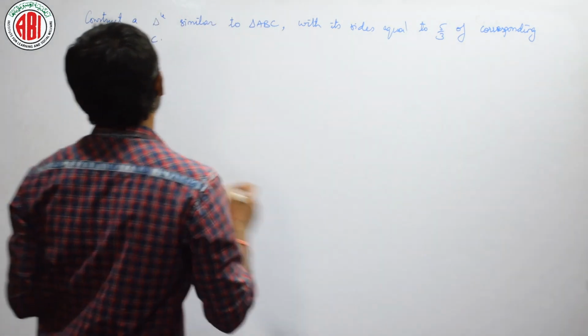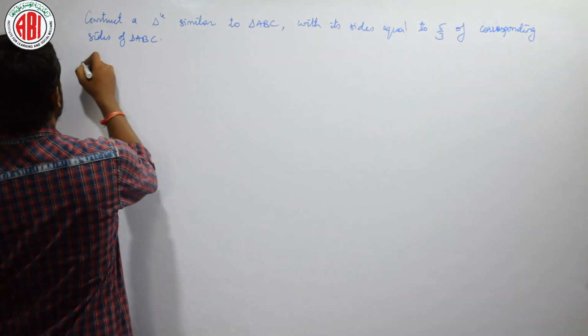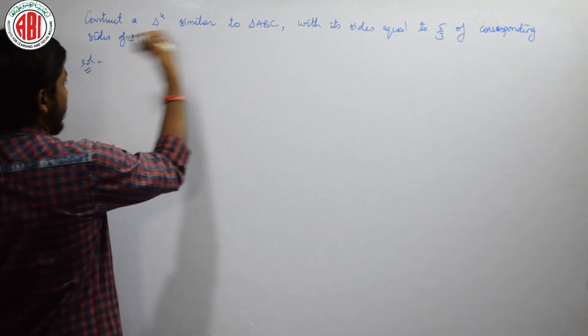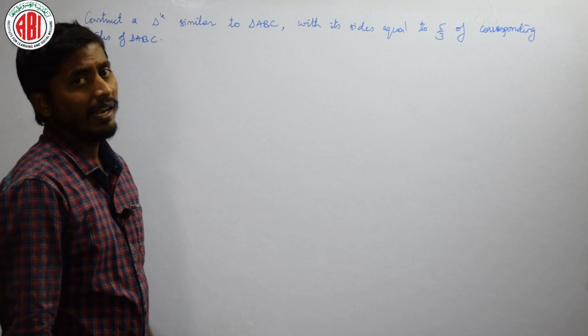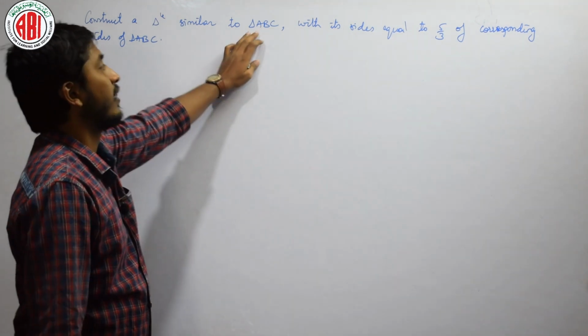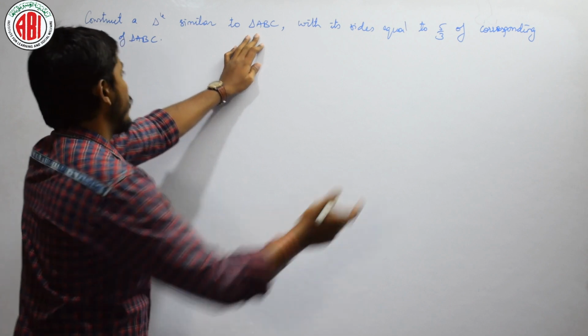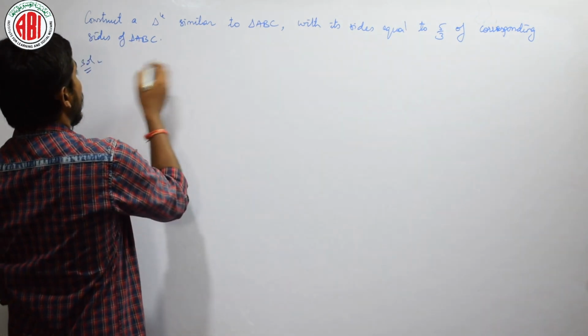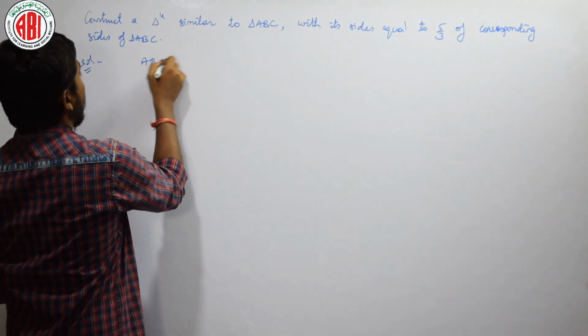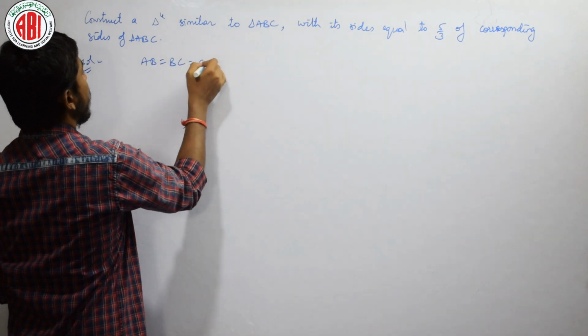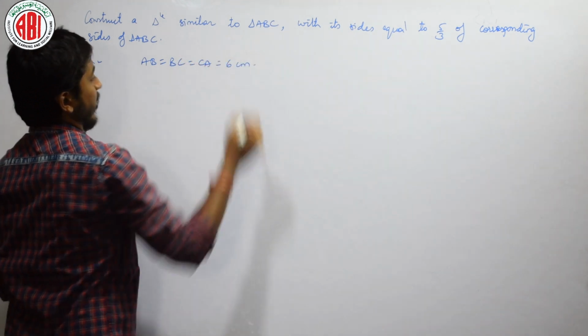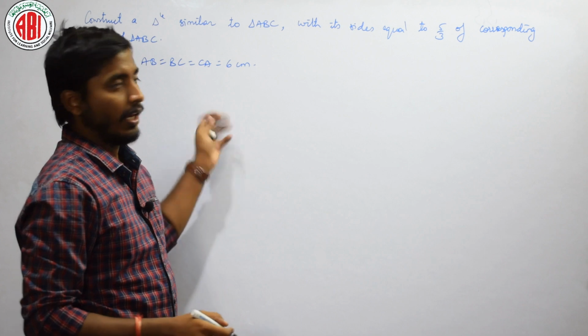Let us do now. He did not give any measurements of triangle ABC. Let us take some triangle. Okay. Let us construct a triangle with sides all having, let us assume it to be 6. Okay. Let us do that. Let us draw a triangle AB equal to BC equal to CA equal to 6 centimeters. Is it okay?